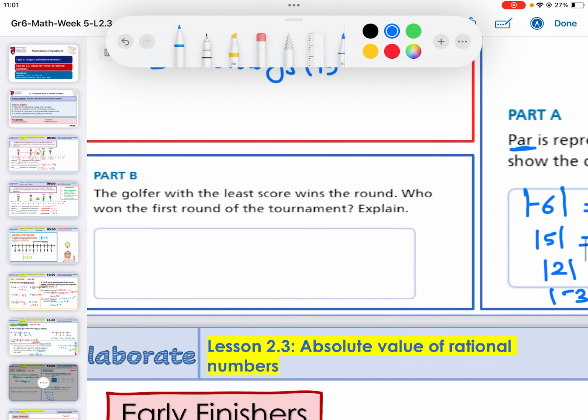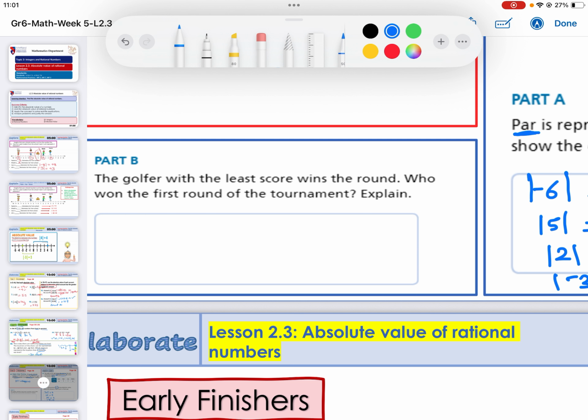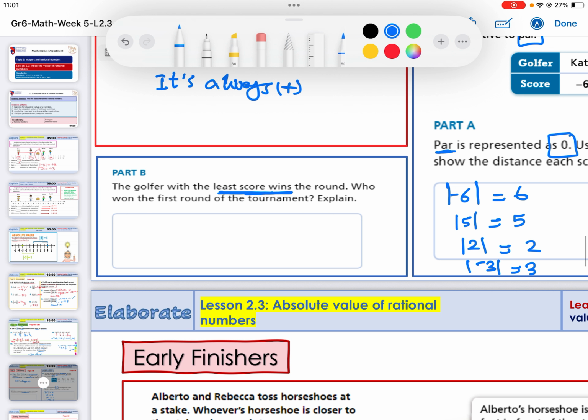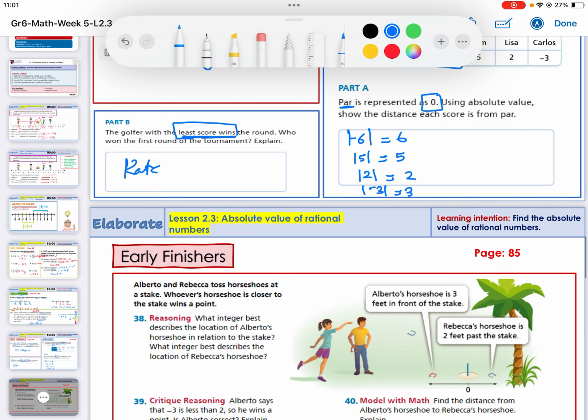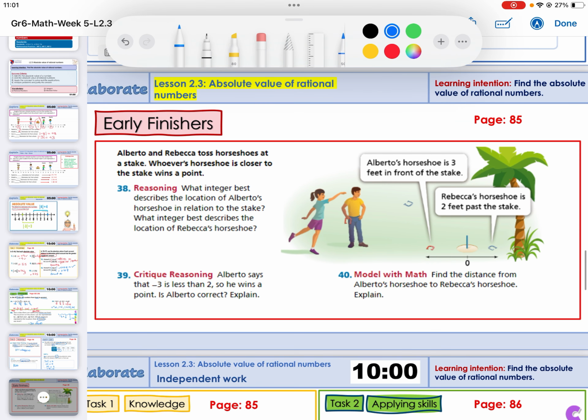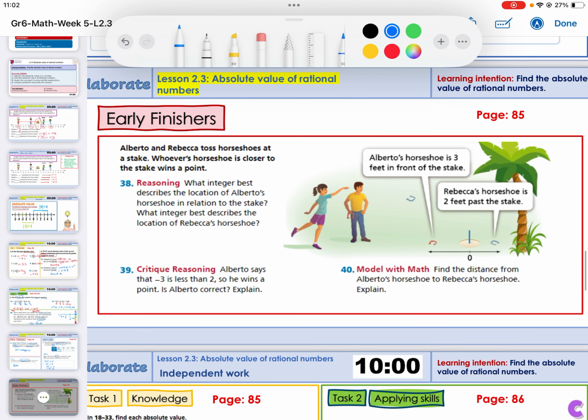Okay, guys? Now, part B is telling you the golfer with the least score wins. Oh, so actually Kate is not so poor after all. So who's the winner? That will be Kate, because she has the least score. Her score is -6, so when you take the absolute value, it's going to be 6. I think that means she scored the highest distance, because distance is positive, so this is why she won.